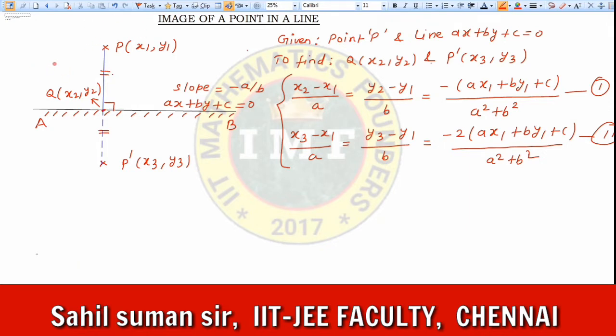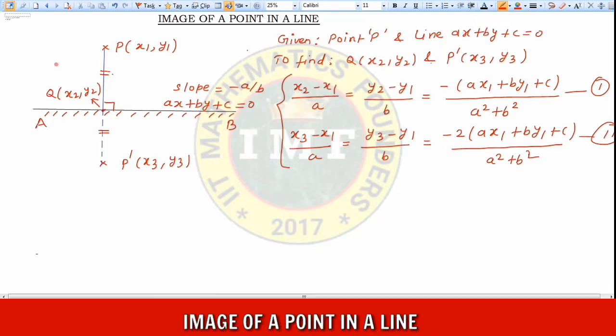So here today I have taken a topic from the two-dimensional coordinate system. This is the image of a point in a line. A line AB is given to me, its equation is given as ax plus by plus c is equal to 0, and a point P is given whose coordinates are known to me. Now I have to find the image of point P with respect to this line AB.